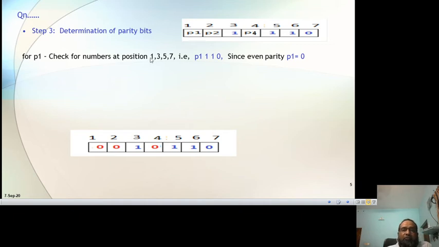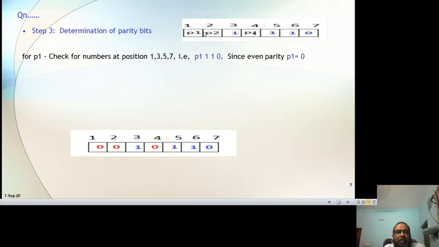So here the first position is P1, and we want to find the value of P1. What about the positions 3, 5 and 7? At 3 it is 1, at 5 it is 1, then at 7 it is 1, isn't it? Sorry, at 7 it is 0. So 1, 1 and 0. So what should be the value of P1? As per the even parity, you have to keep P1 as 0. Then only the number of ones will be even. So the parity bit P1 is equal to 0.